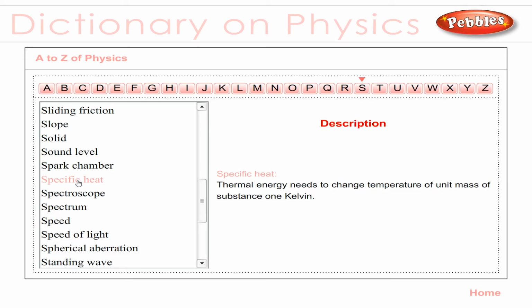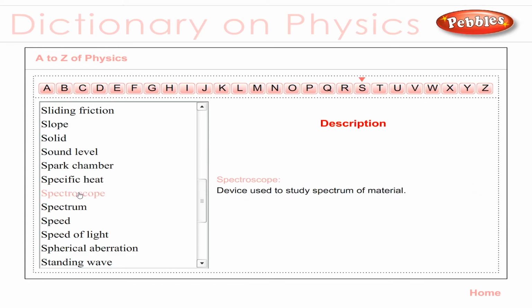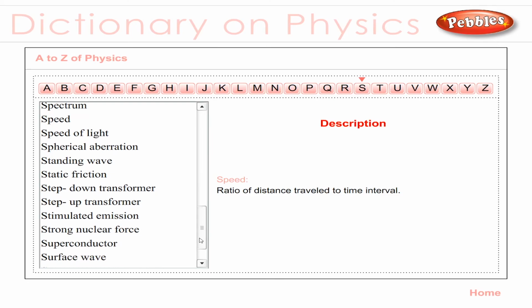Specific heat. Thermal energy needed to change the temperature of a unit mass of a substance by 1 Kelvin. Spectroscope. Device used to study the spectrum of a material. Spectrum. Collection of wavelengths in the electromagnetic spectrum. Speed. Ratio of distance travelled to time interval. Speed of light. In vacuum, 2.9979458 times 10 raised to 8 meters per second.